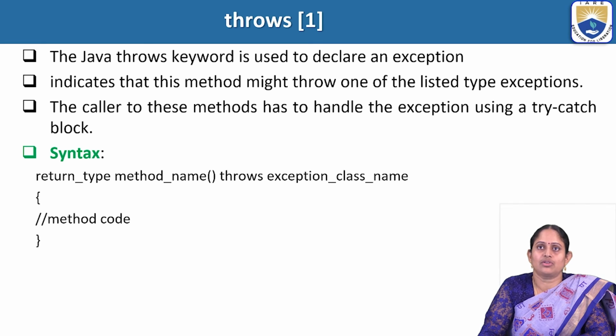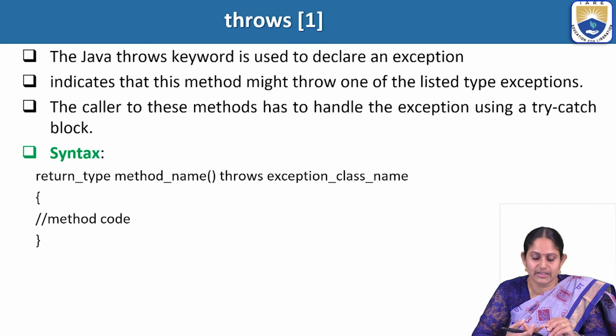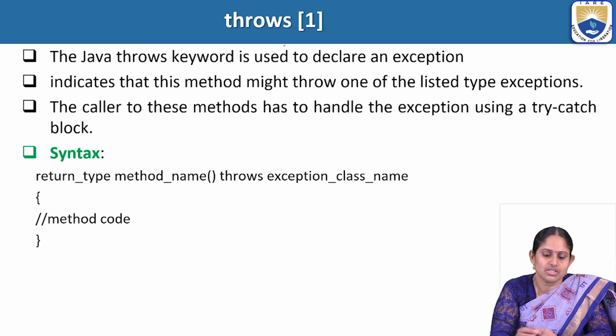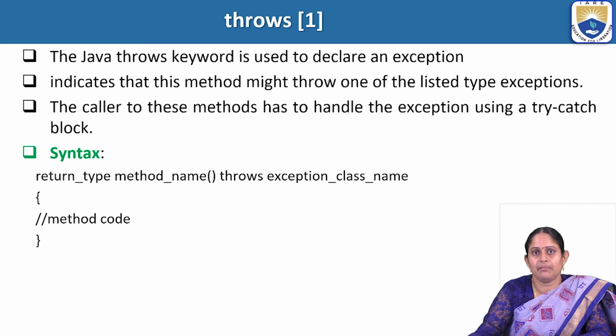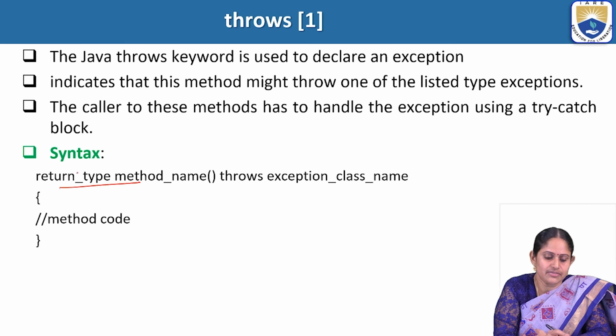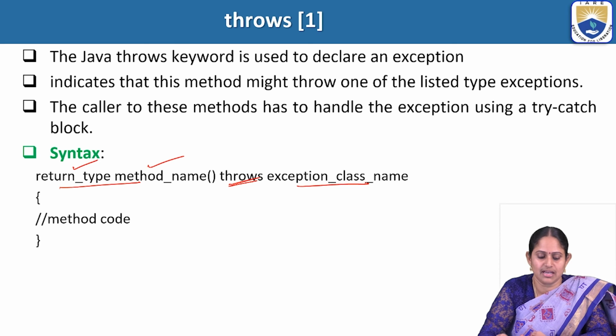Next, we make use of the throws keyword. As we have seen in the previous example, whenever there are chances for any method to throw a checked exception, we make use of the throws keyword. It is used to declare that exception, stating that the method being implemented may throw an exception. This is the syntax: we give the return type, the method name, the throws keyword, and the exception class name.